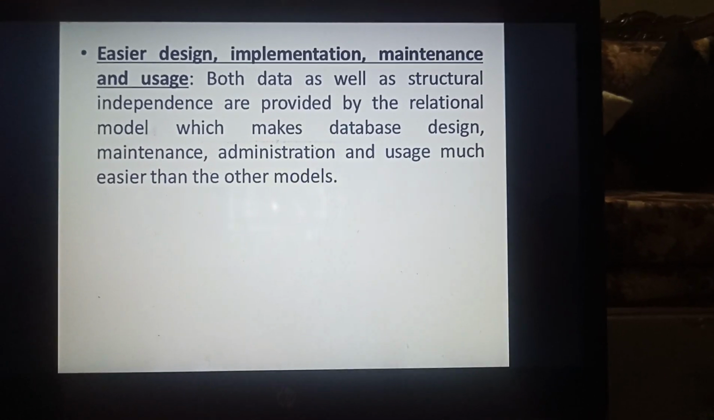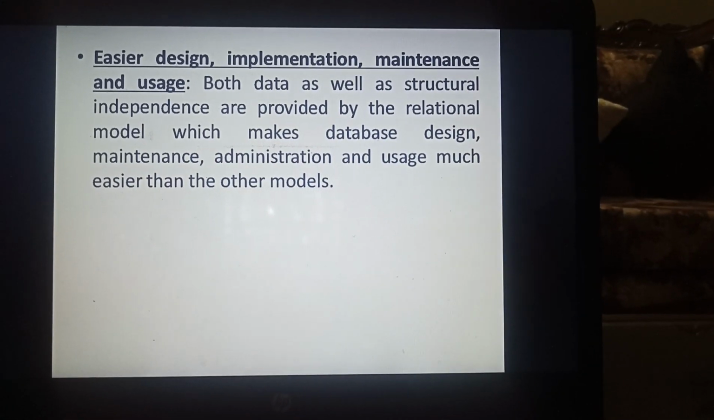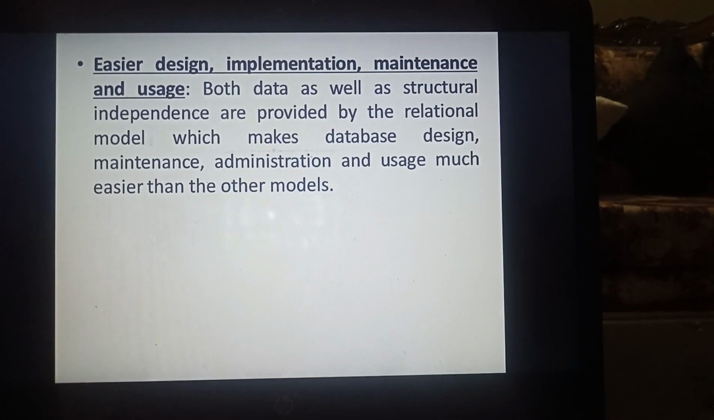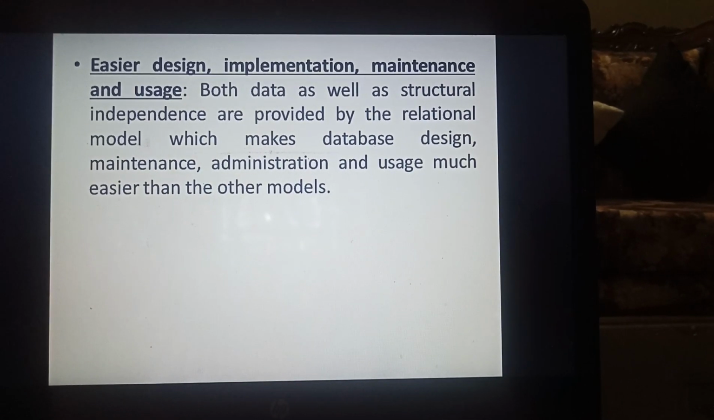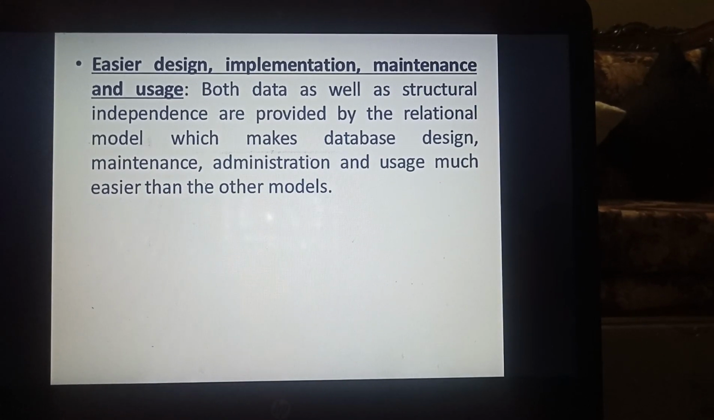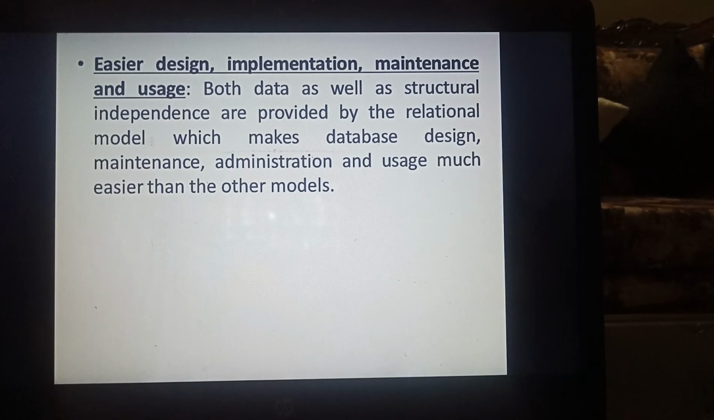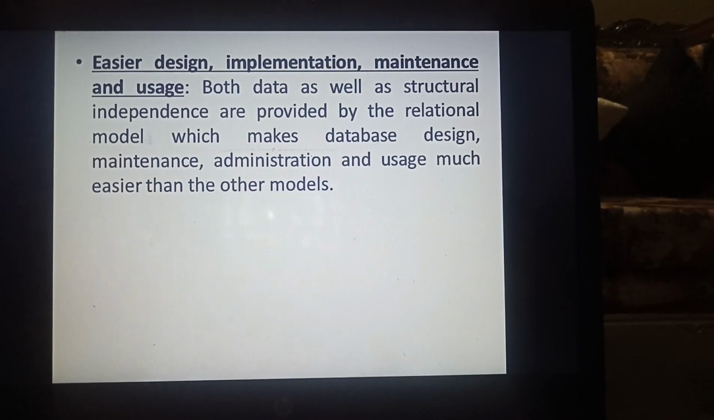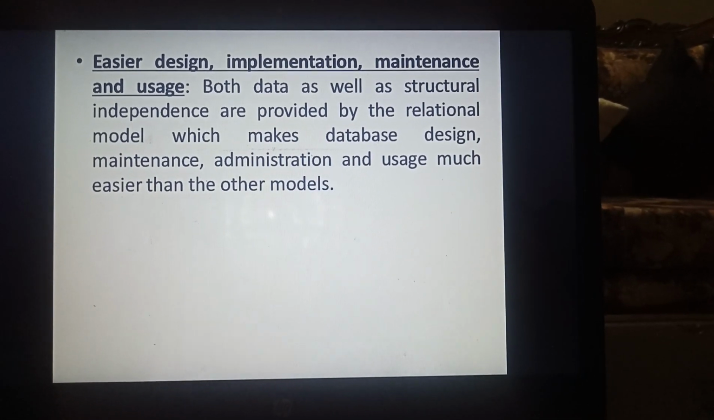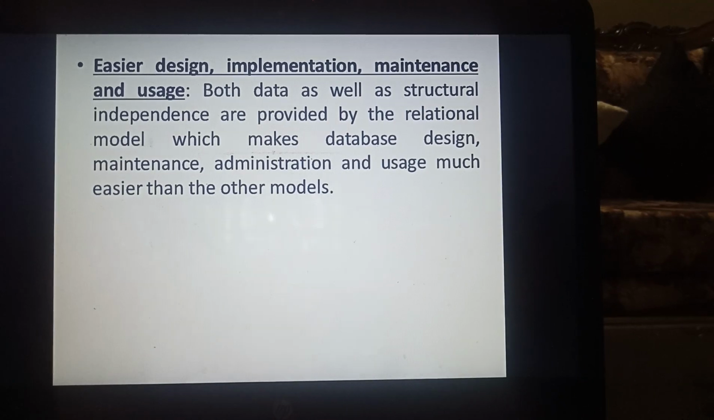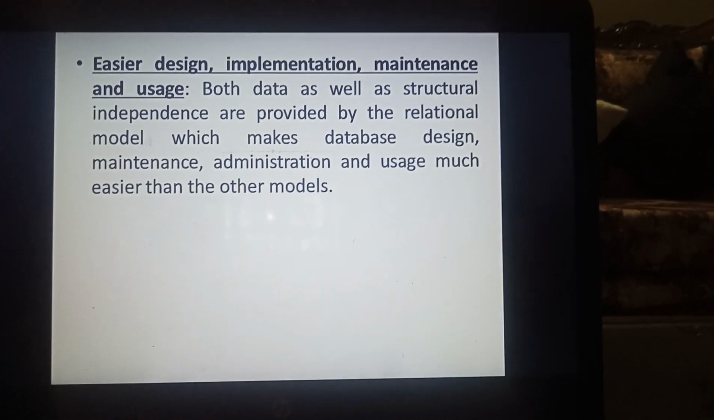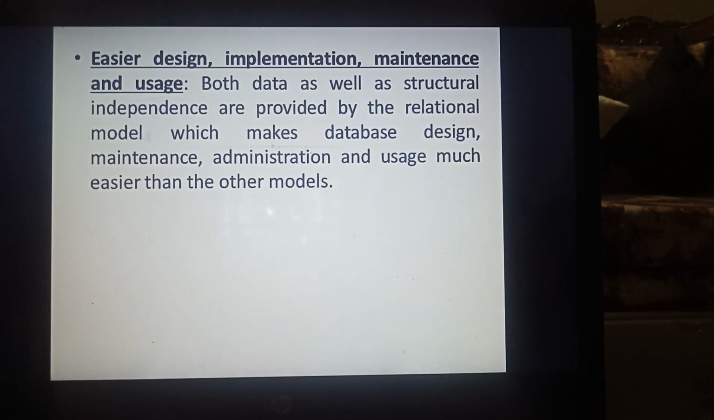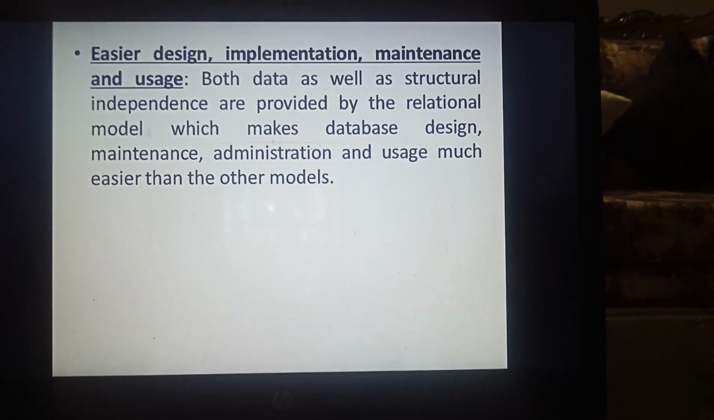Then we have easier design, implementation, maintenance and usage. Both data as well as structural independence are provided by the relational model, which makes database design, maintenance, administration and usage much easier than the other older models. Meaning in comparison to the hierarchical model or network model, the design of the relational model is much easier because the data is arranged in the form of tables.